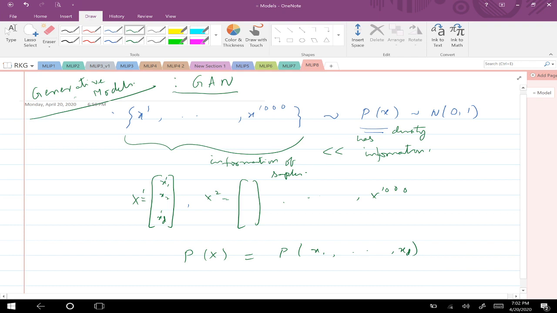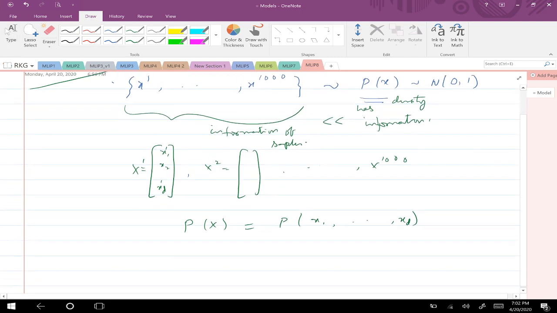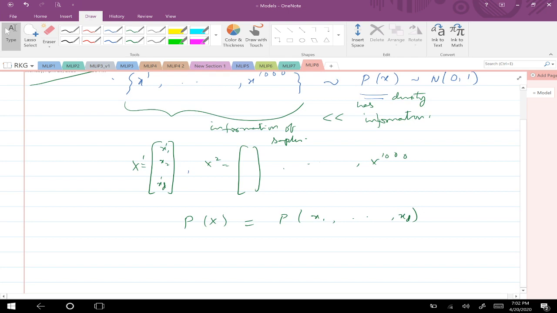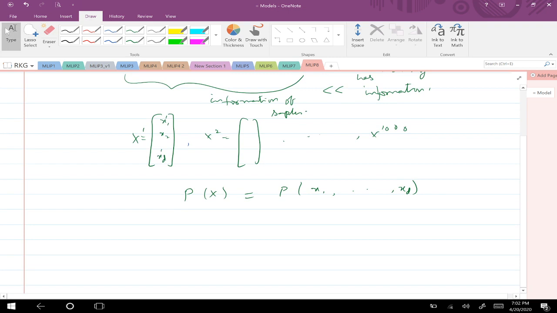models or algorithms that try to generate samples from a few given samples. In some sense, from a few given samples we would like to capture the density of the samples, and by capturing the density we will try to generate more and more samples which look like the original samples. So if we can capture p of x, or p of x in higher dimensions, then we will be able to generate a large number of samples.